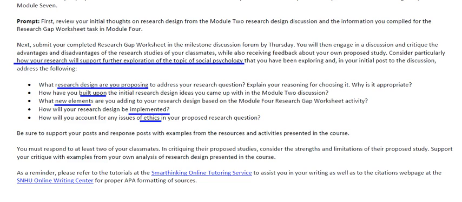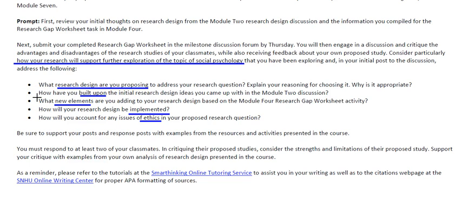Be sure to include all of these bulleted elements. So use these questions as a guide as you're developing your initial response. What research design are you proposing? Be sure to fully explain the research design that you've selected for your hypothetical study. Make sure it aligns to the research question that you created. And you also want to provide a rationale for why you selected this design over other options.